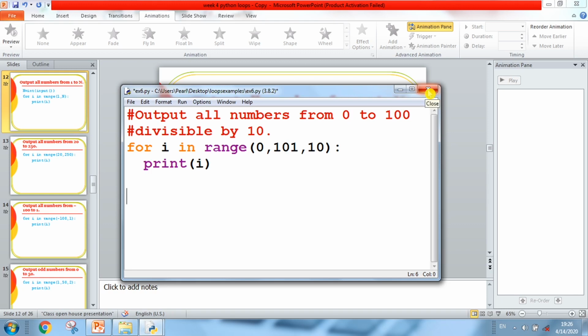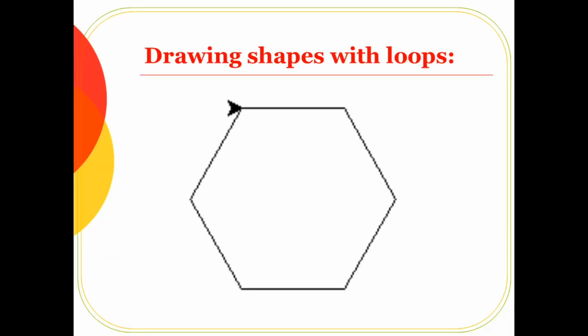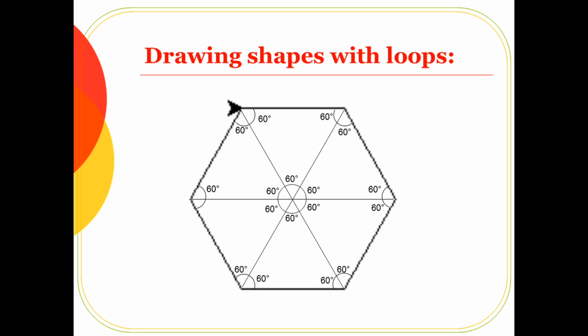Drawing shapes with loops. Let me show you how to draw this hexagon. Hexagon has 6 sides. And if you draw 3 lines like this, you will divide one hexagon into 6 equilateral triangles. As we know, equilateral triangle has equal angles like this. All the angles will be 60 degrees. Now, after going forward, you have to turn to the right for 60 degrees too. And from all corners it will be the same.